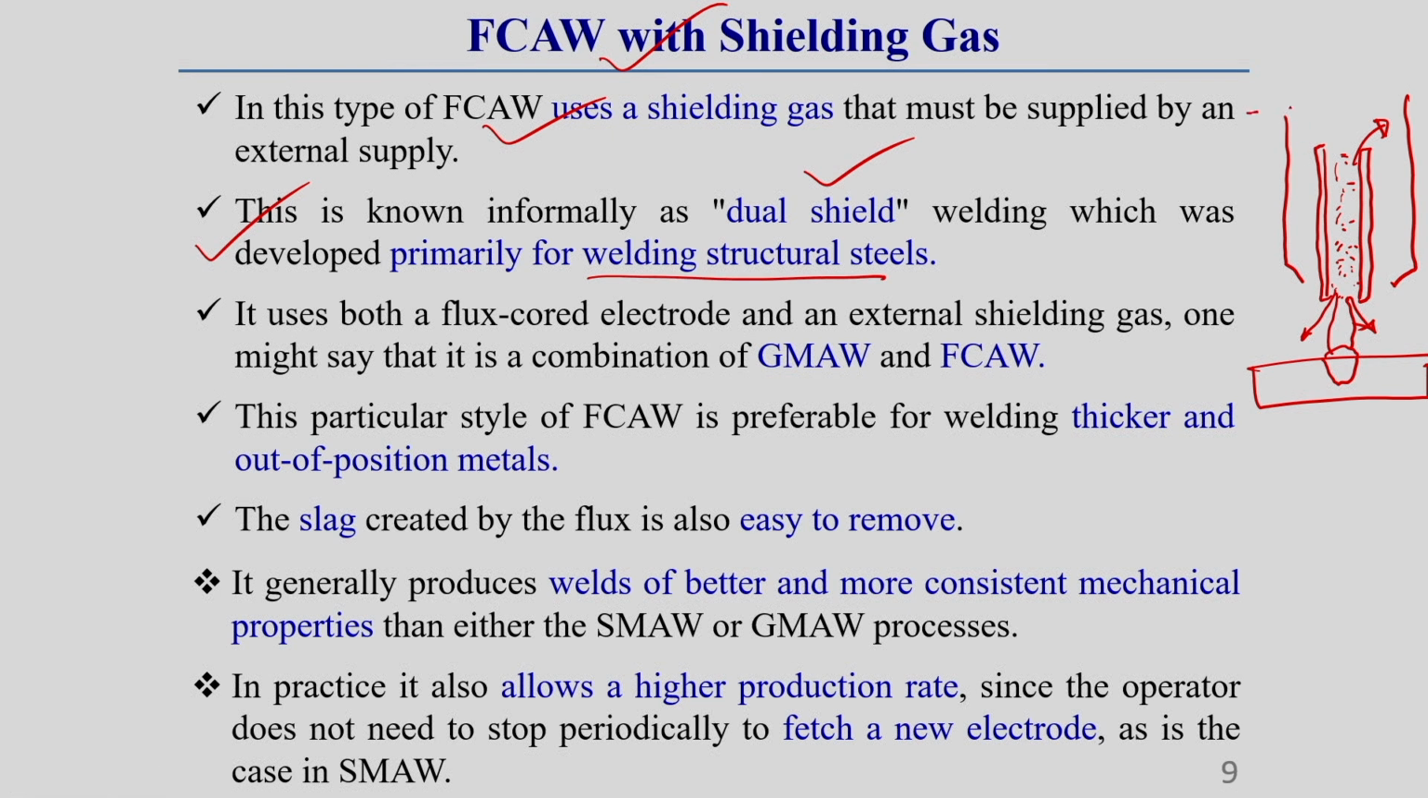This nozzle supplies gas from the gas supply system, and the gas passes through like this and covers the weld pool as well as the arc from atmospheric contamination. As two different gases are used to protect the molten pool and arc from atmospheric contamination, this welding process is called dual shield.